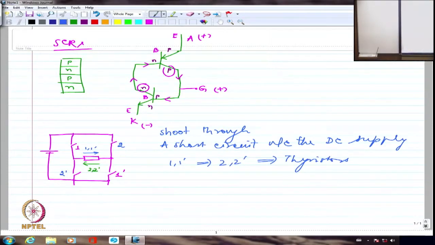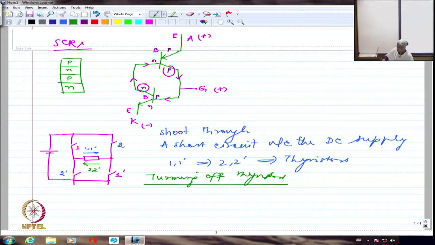So whenever I have to use a thyristor in a DC circuit with the input as DC, I have to have some additional circuits to make sure that they are turned off well in time. Whenever I want to turn them off, I have to use this additional circuitry. Those additional circuitry which are meant for turning off the thyristors or SCRs are generally known as commutation circuits.